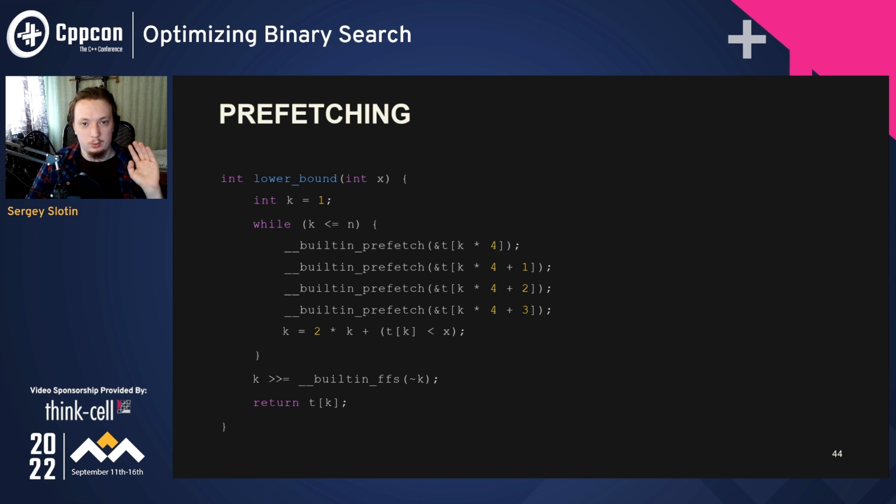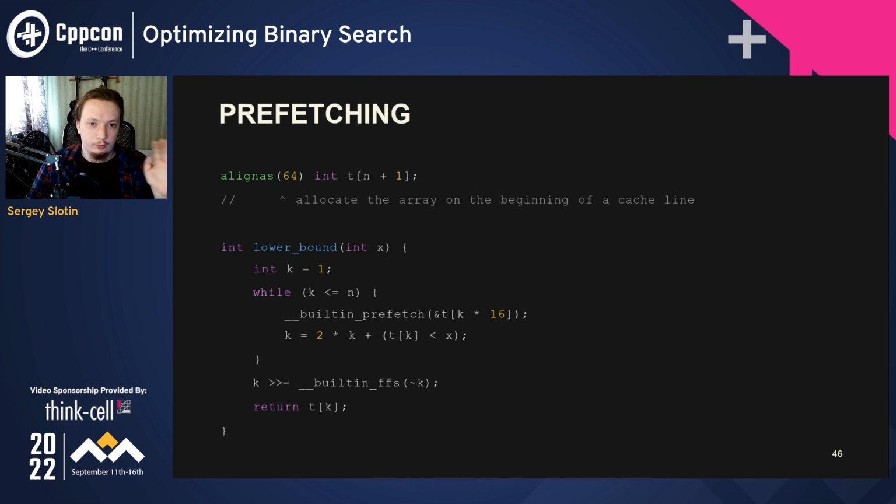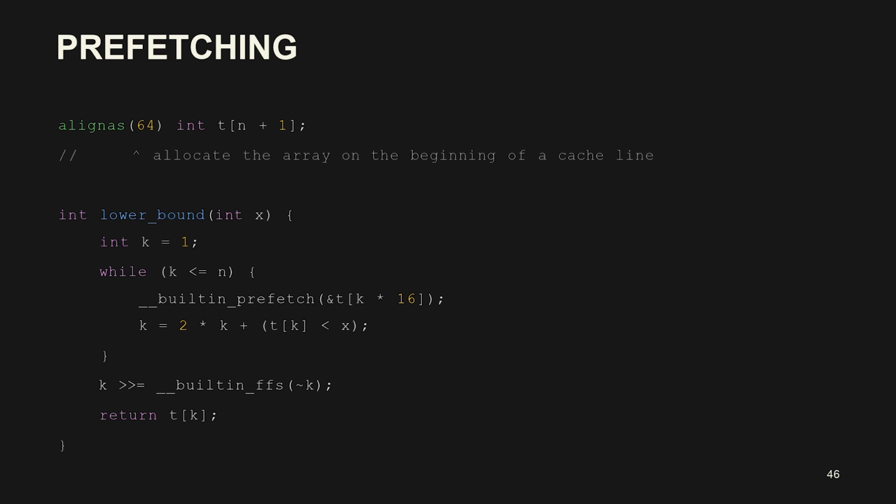Continuing this logic, if in 2 iterations we will be comparing against some element between 4k and 4k plus 3 inclusive, they are also very close in the address space, so we can fetch all of them with just one prefetch instruction. And continuing this logic, we can fetch element index 16k. That is the element that we would need in 4 iterations if we went left in all of the next 4 comparisons. And we will also fetch its next 15 neighbors.